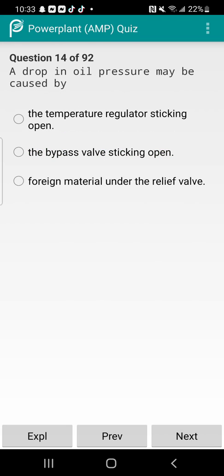A drop in oil pressure may be caused by foreign materials under the relief valve.